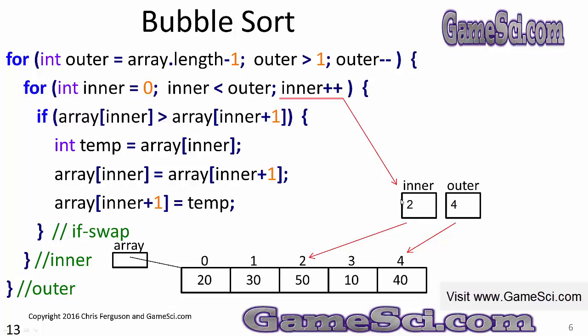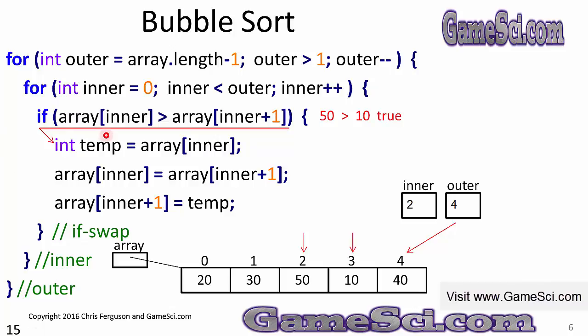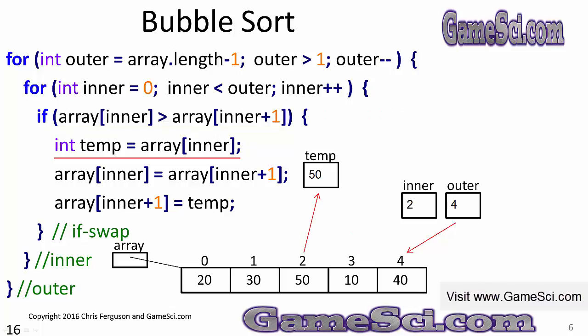We'll slide farther down the array to position 2. 2 less than 4 is still a true statement. As a true statement, we're going inside this for loop again. Now it gets interesting. Array sub inner, which is 50, is that greater than array sub inner plus 1, which is 10? That is a true statement. 50 and 10 are out of order. Somebody needs to fix it. And that's what that if statement will do.